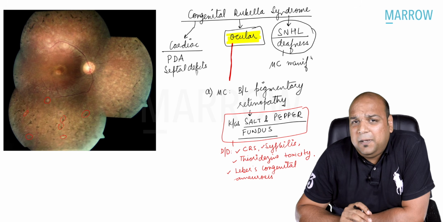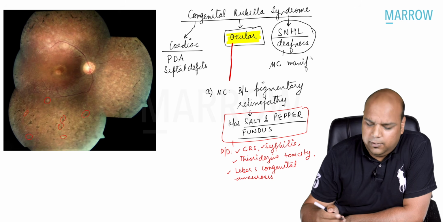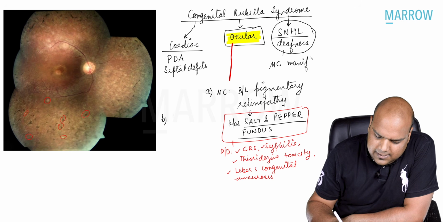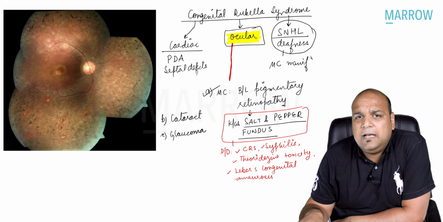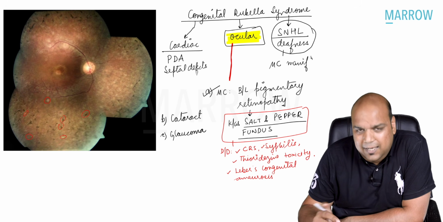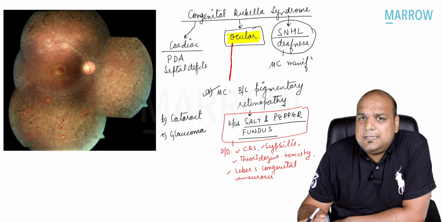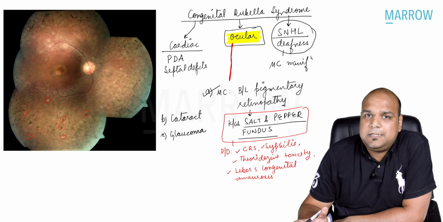Apart from bilateral pigmentary retinopathy, what are the other ocular features, everybody? We see development of cataract. We also see certain cases of glaucoma. Okay. Most common is bilateral pigmentary retinopathy, seen in around 40 to 50% of cases, cataract in around 25% of cases, and glaucoma in only around 15% of cases.